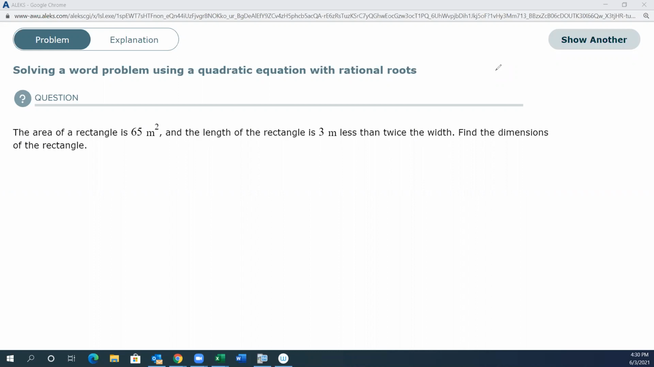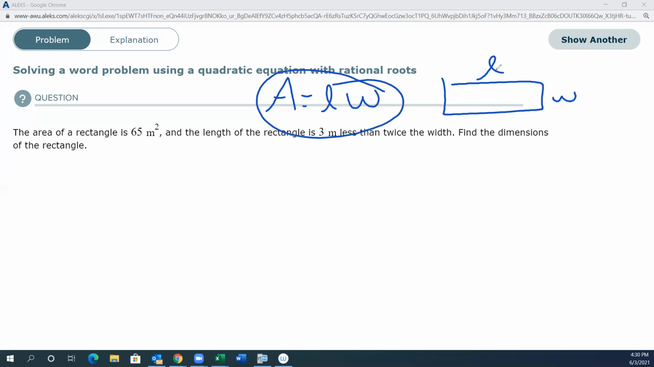Okay, so we're talking about a rectangle, length, and we know that the area is length times width of a rectangle. At least if you didn't, well, now you do. So this will be the formula that we want to use to relate everything, because that formula relates length, width, and area, which is what they're talking about. So I'm going to write it again right over here. Okay, so we know the area is 65 square meters, so I'll replace A for area with that. Now, what about the L and the W?